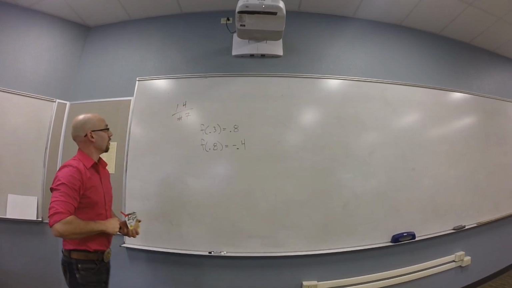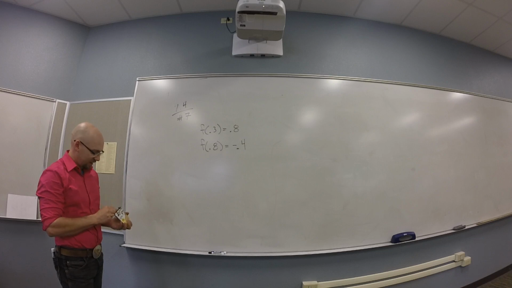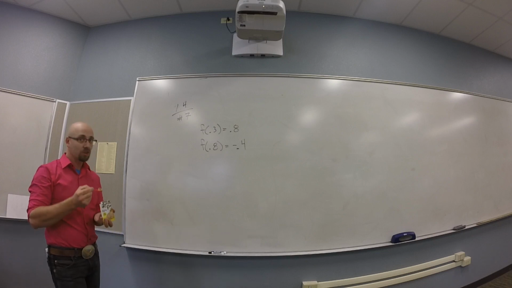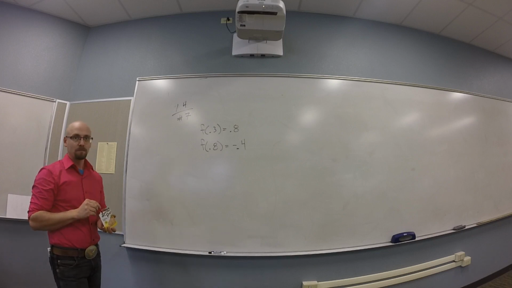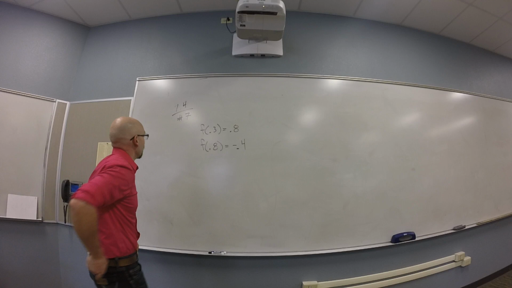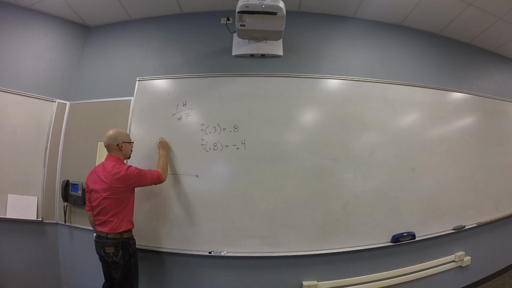All right, so number 7 in 1.4 consists of telling me that f of 0.3 is 0.8 and f of 0.8 is minus 0.4, and f is a line. So draw it out. Drawing is great.